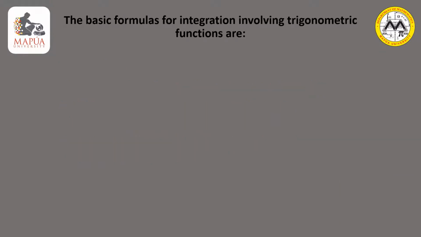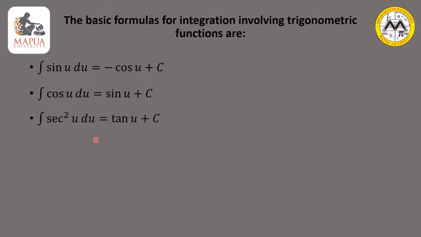Here are the basic formulas for integration involving trigonometric functions. We have the integral of sine u du is equal to negative cosine u plus c. The integral of cosine u du is sine u plus c. For the integral of secant squared u du, it is equal to tangent of u plus c. And for the integral of cosecant squared u du, this is equal to negative cotangent of u plus c.